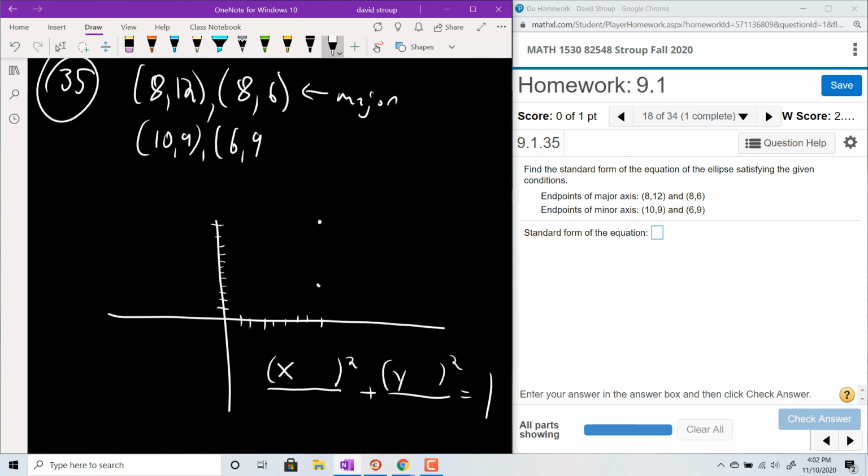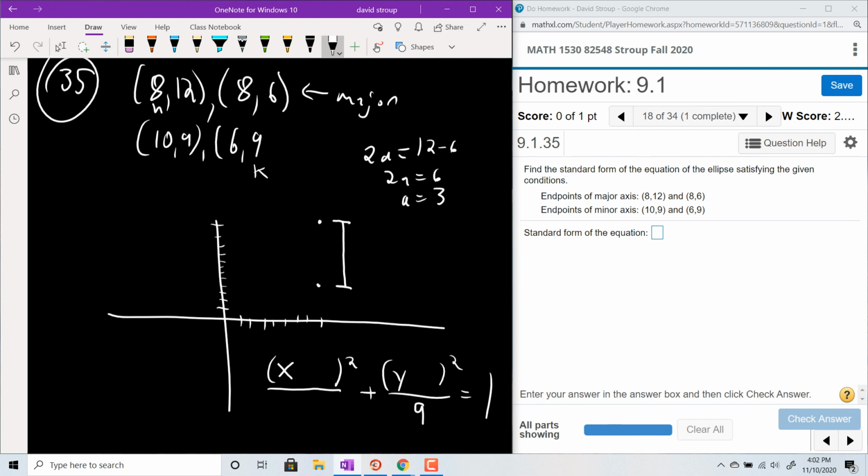Okay, you can find the length of the major axis just by figuring out the distance from 6 to 12, and that's equal to 2a. So 12 minus 6, so 2a will equal 6, so a must be 3, and a will go with the y variable. In between those two, you can find the midpoint. It's clear to me that 8 is h, and then 9 is k.